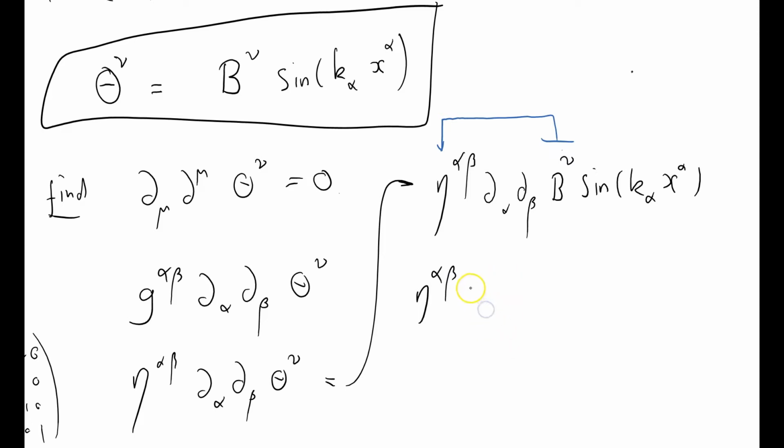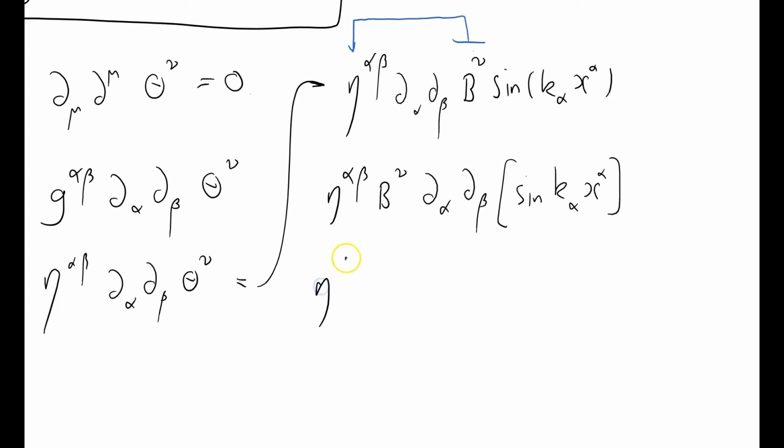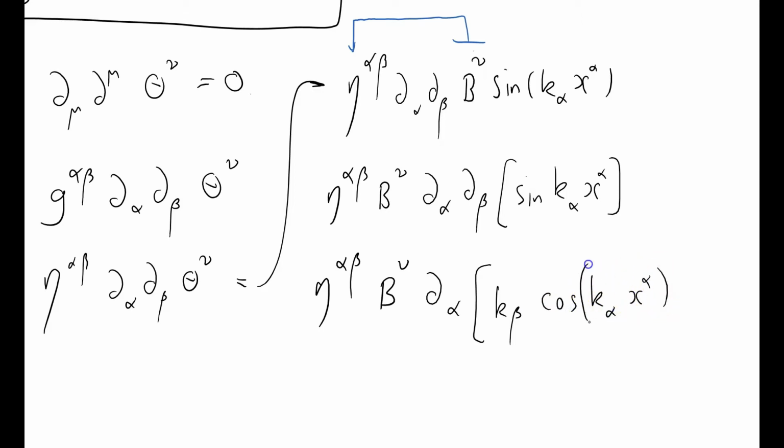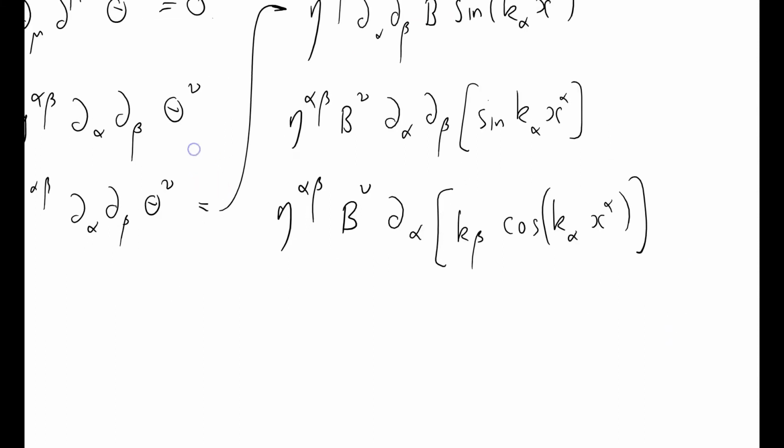So it's η^{αβ} ∂_α ∂_β. I'll move the b_ν: b_ν ∂_α ∂_β of sin(k_α x^α), and we'll apply the same trick that we did last time. So it's η^{αβ} b_ν ∂_α of ∂_β, that's going to be k_β, differentiate sine, it goes to cos(k_α x^α). Now do this differential here, η^{αβ}.